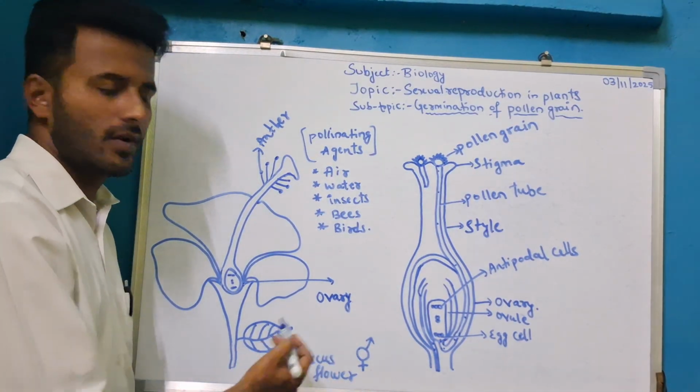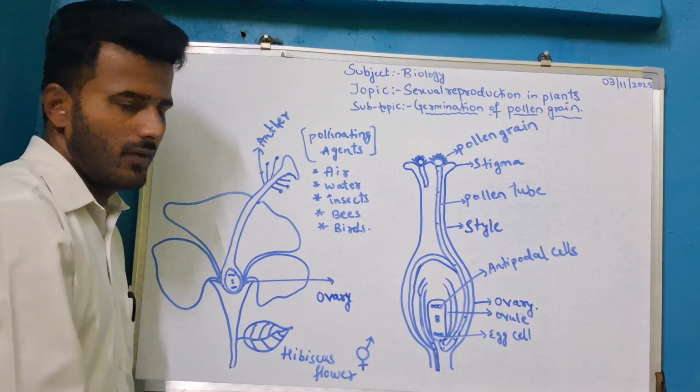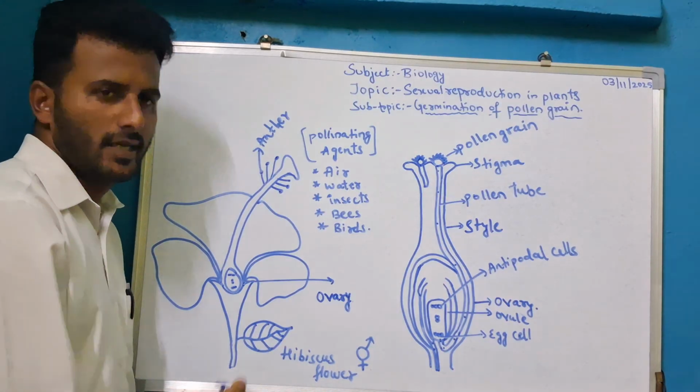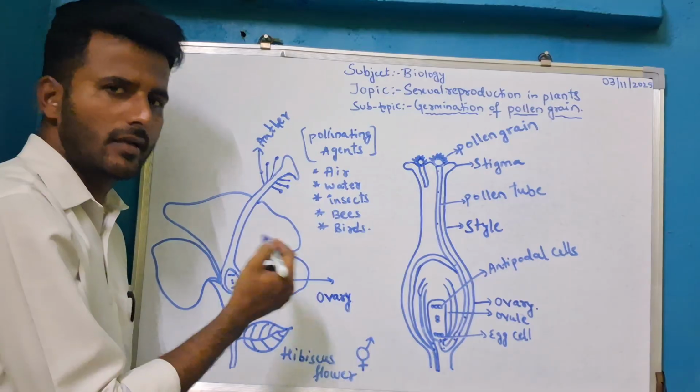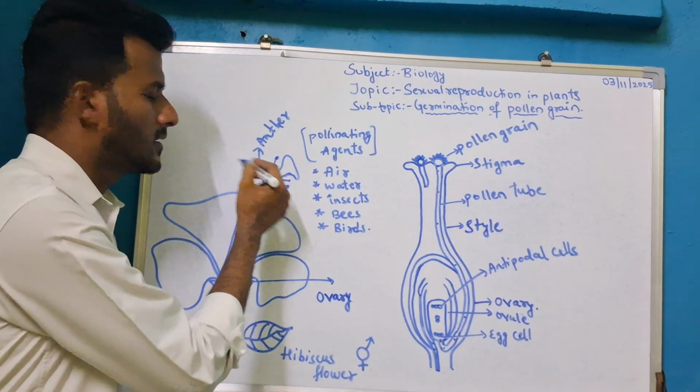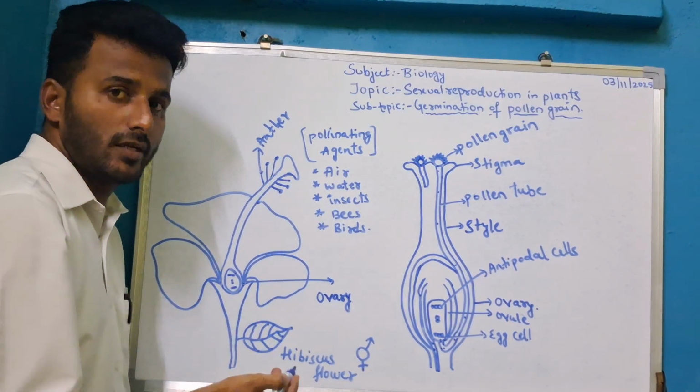This is a hibiscus flower, which is a bisexual flower which has both male and female parts in it. This is the anther. In your earlier class you already learned anther, filament. Inside the anther there are a lot of pollen grains.